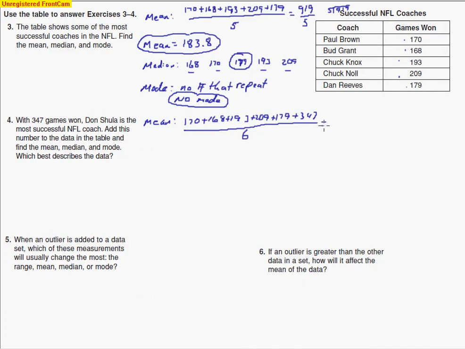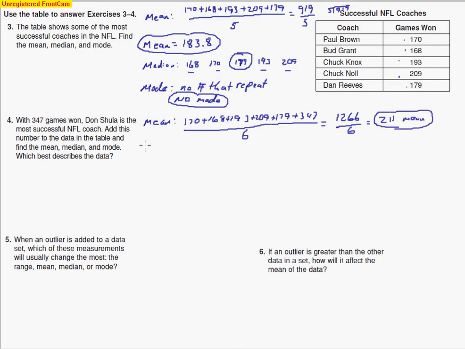And so really all you have to do is add 919 plus 347, and when we end up doing that, we come up with 1,266 wins altogether. Divide that by 6, and it does go in there evenly, and that goes in 211 times. So 211 is the new mean. And so this is our mean in this case.